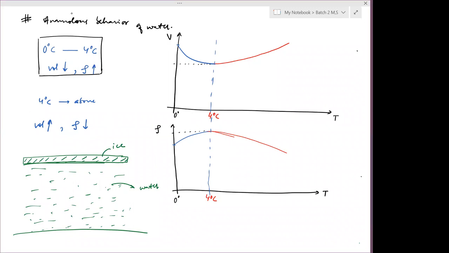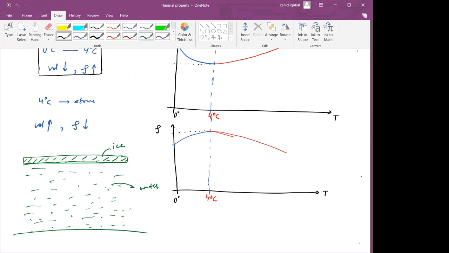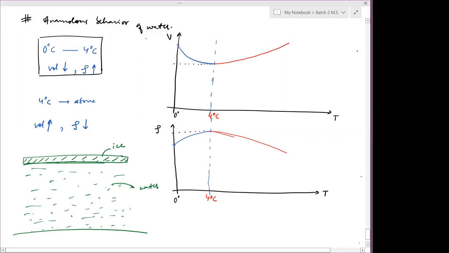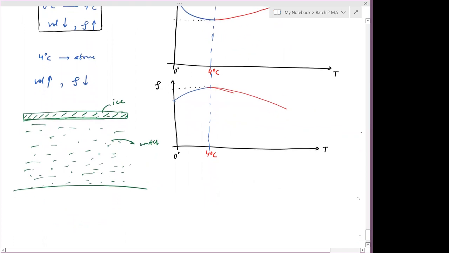A clock with an iron pendulum keeps correct time at 20 degrees Celsius. How much will it lose or gain if temperature changes to 40 degrees Celsius? Coefficient of cubical expansion of iron is equal to 36 into 10 raised to minus 6. Yes, sir.